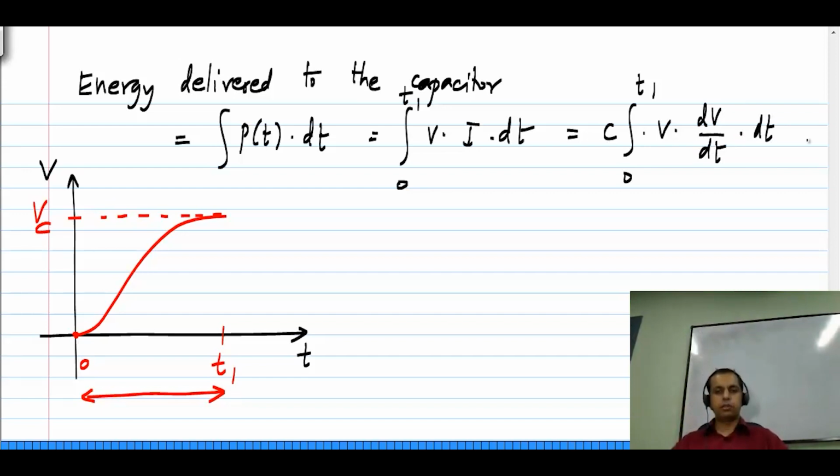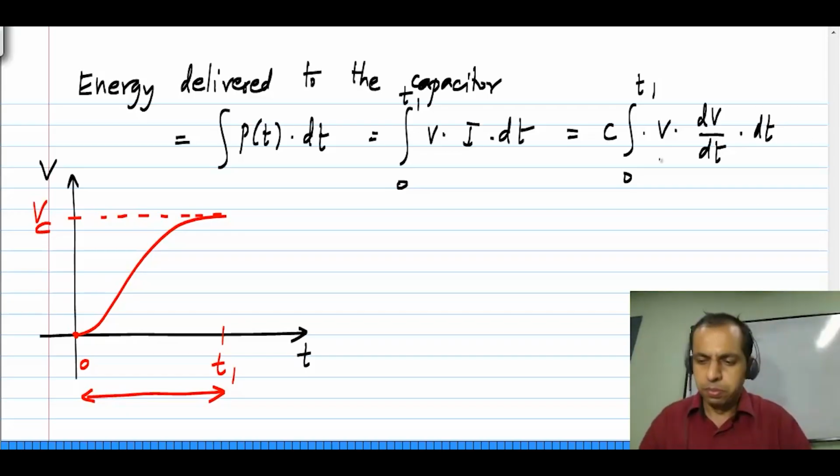Now this looks very complicated. V itself has some kind of variation. We have not specified what that is. Its time derivative looks complicated. And then finally, the integral of that, how do we evaluate it? But it turns out it's very simple and it doesn't depend on any of the details of this waveform.